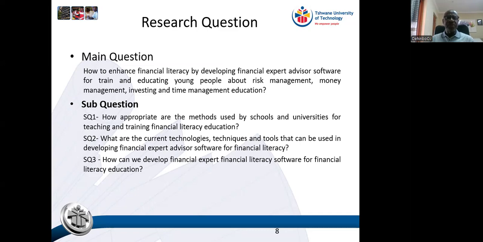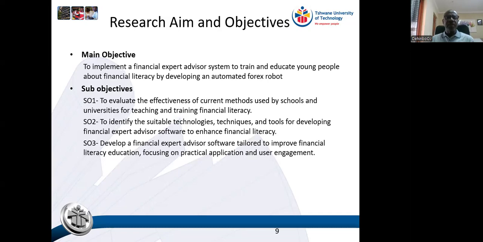So first, we look at the sub-questions: what are the appropriate methods that are used by schools in teaching financial literacy, and what are the current technologies, techniques and tools that can be used to develop such expert advisor systems, and how can we actually develop such systems for financial literacy education. So the objective, therefore, is to implement such a system that can assist, as we have explained. The objectives will be to evaluate the effectiveness of the current method, identify suitable technologies, and eventually develop the financial expert system, which should be our own practical contribution to the body of knowledge.